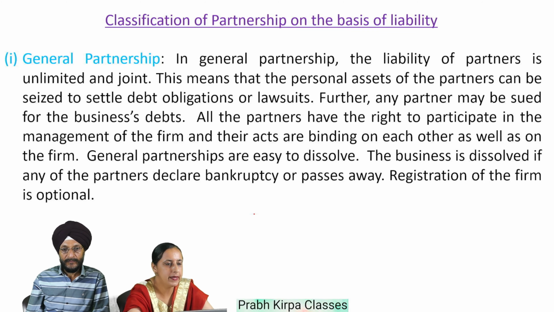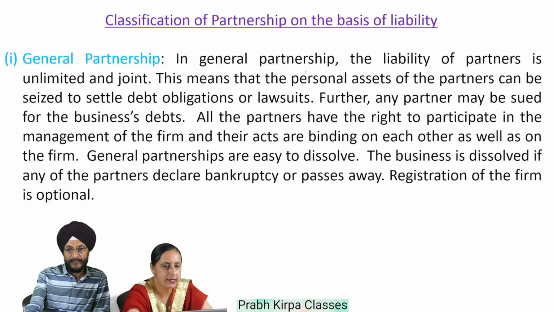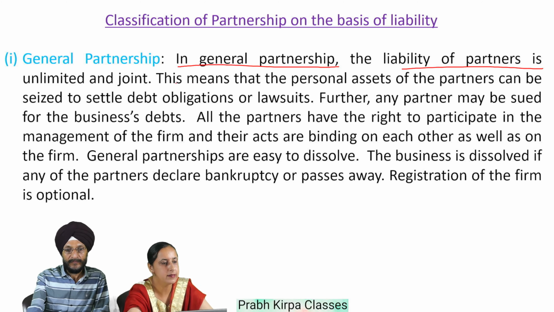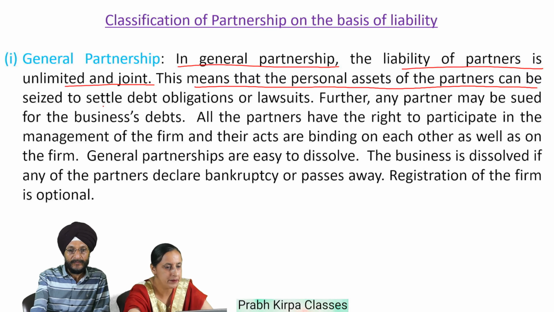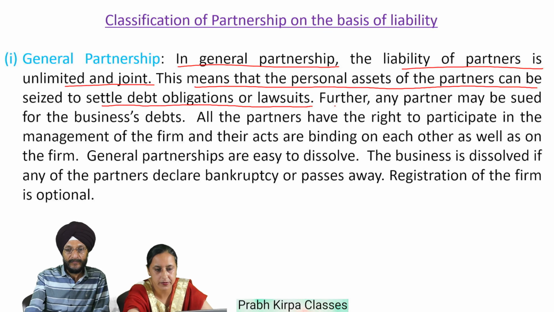Now, our topic is classification of partnership on the basis of liability. Number 1, general partnership. In general partnership, the liability of partners is unlimited and joint. This means that the personal assets of the partners can be seized to settle debt obligations or lawsuits. Further, any partner may be sued for the business's debts.